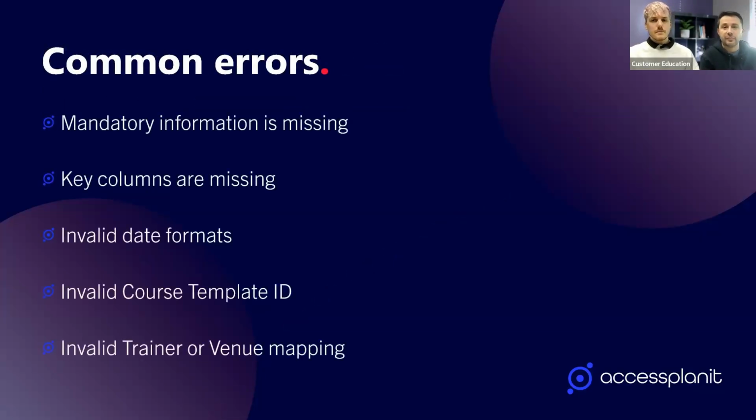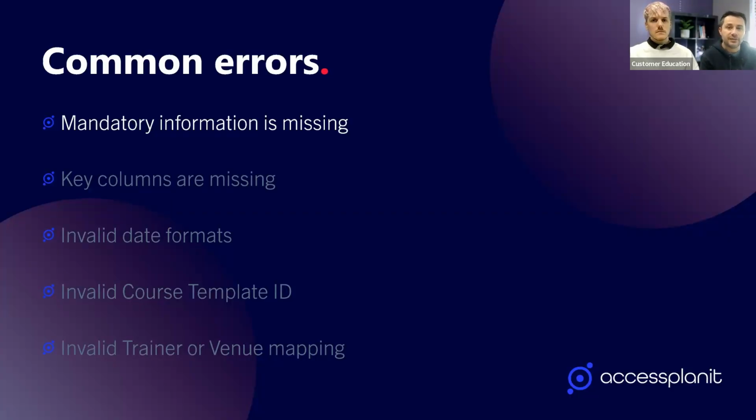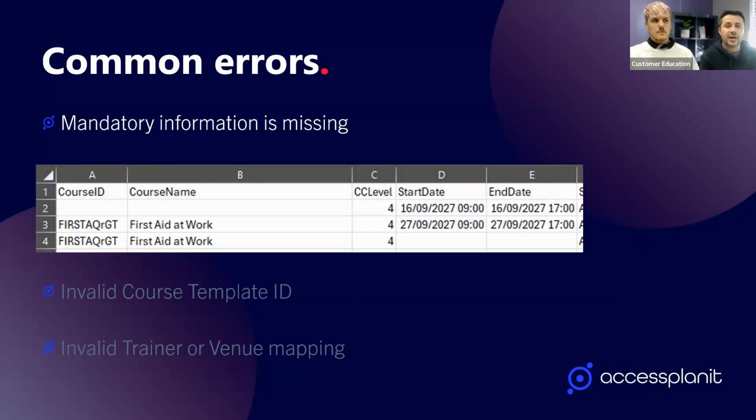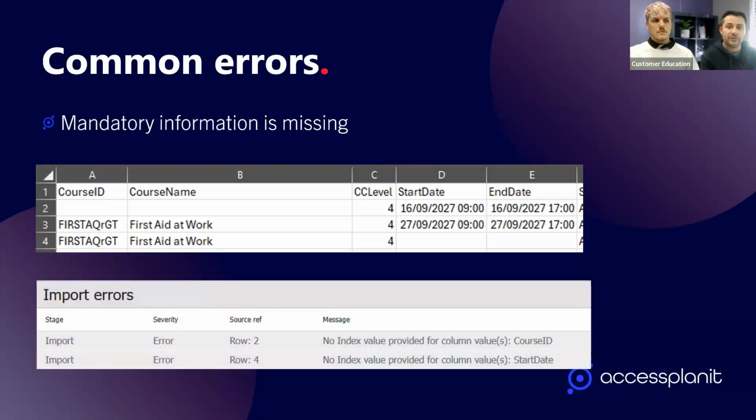So these are the top 5 most common errors due to issues within course import files. So one of the most common errors you'll see is missing mandatory information. So this happens when a required field, such as course template ID, start date, end date, or status, hasn't been provided or hasn't been mapped correctly. And when this occurs, the import job will clearly tell you which column or field is missing. So you can go back to your file, add the data, and try again.